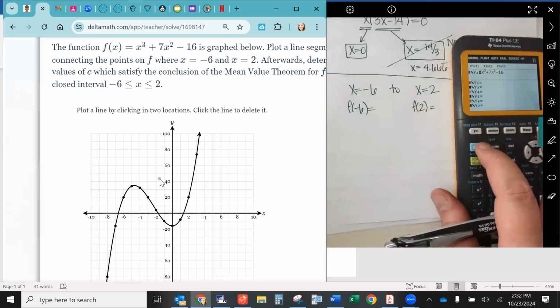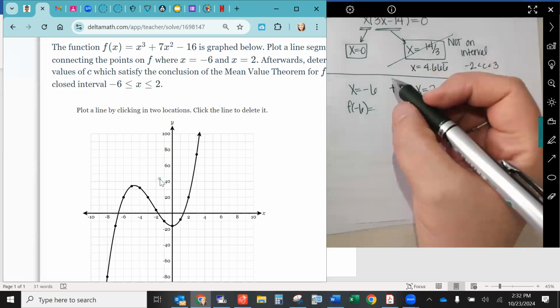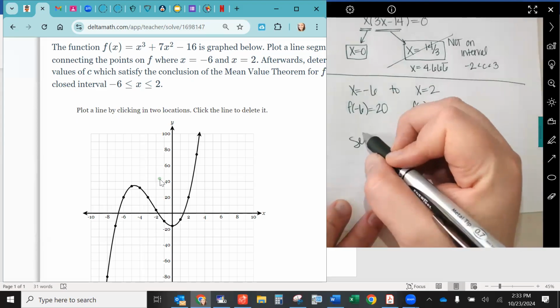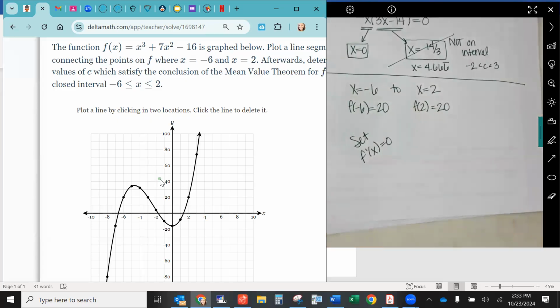All right, so I'm pulling up my chart. At -6, what's my y value? 20. And what about at 2? 20. Now remember, if these come out to be the same, automatically, what's my slope formula between 2 points of the same height? 0. Then I'm going to take the derivative, set it equal to 0. So set f prime of x equal to 0. But remember, the reason I can skip to equal 0 is because if the points are the same height, the slope between them automatically has to be a 0.